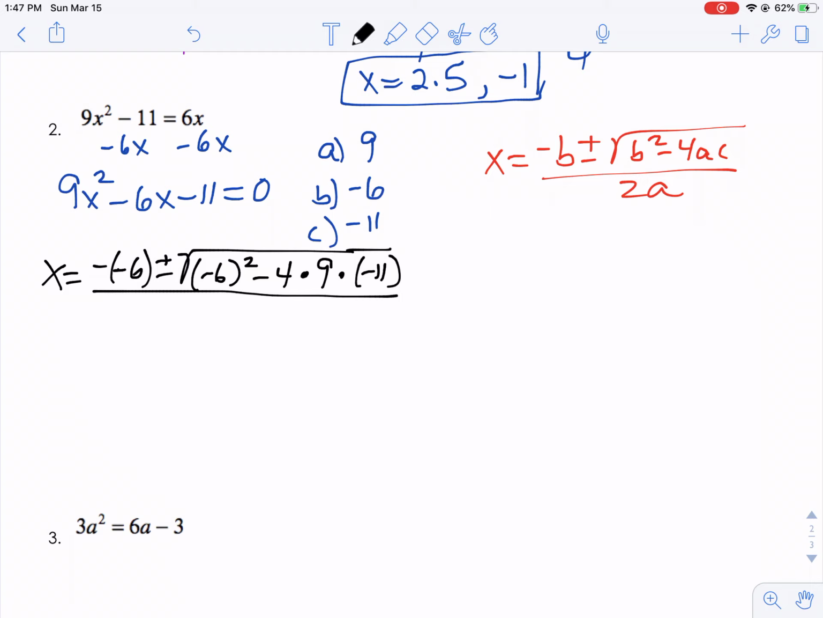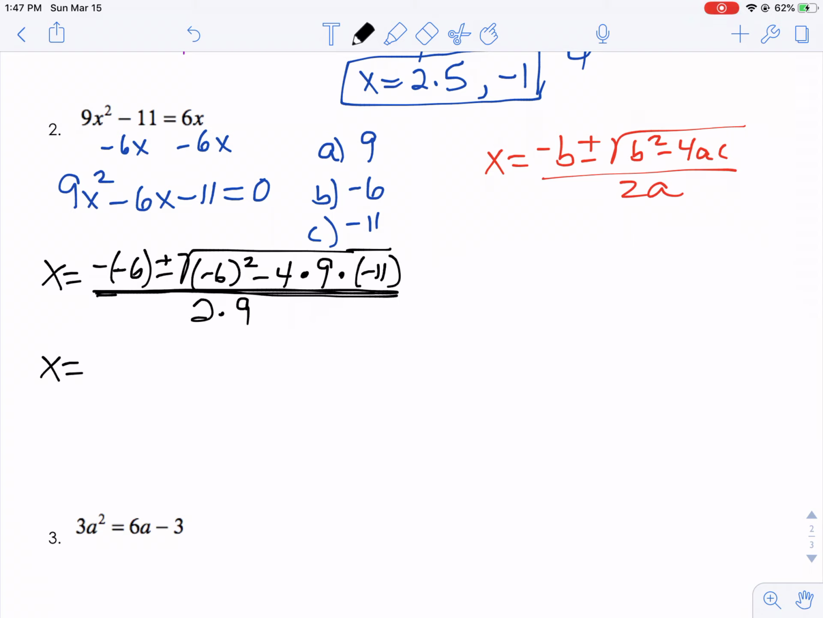All over. See how I drew that bar all the way over to the equal sign? You might not think it's a big deal, but mathematically, if you draw that line too short, it'll mean something totally different. So make sure that line goes all the way across. And 2 times the a, which is 9. All right, cleaning it up.